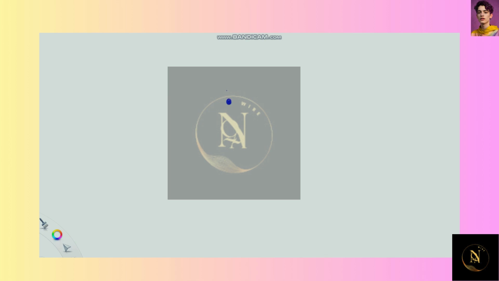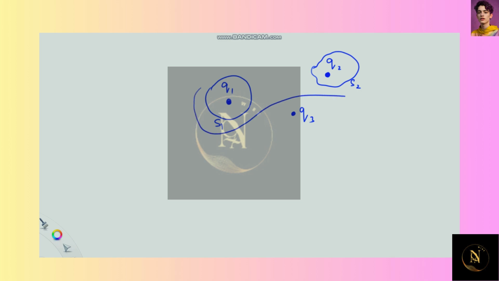Here in this given problem there are three charged spheres. The first one Q1 is surrounded by a Gaussian surface S1. Then there is another charged sphere having a charge Q2 surrounded by a Gaussian surface S2. Then another charge Q3. Now a Gaussian surface is surrounding both Q1 and Q2 together. This is the Gaussian surface S3.